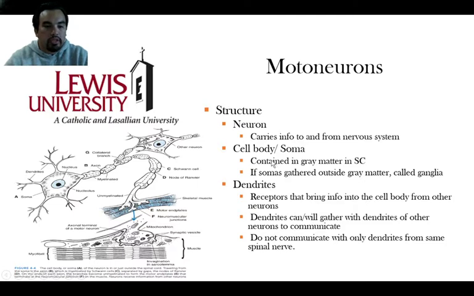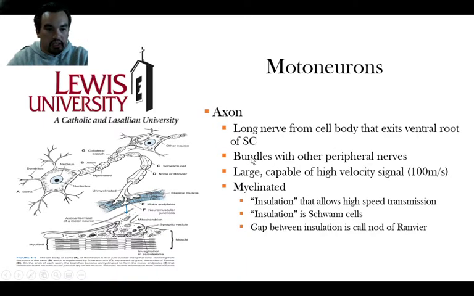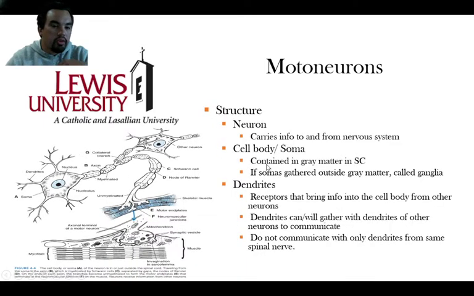Okay, so let's look at the structure of our motor neurons. In our motor neurons, we have the neuron, the cell body, and the dendrites. This is just part of it. We'll have more on the next slide down here. The neuron is what carries the information to and from the nervous system.